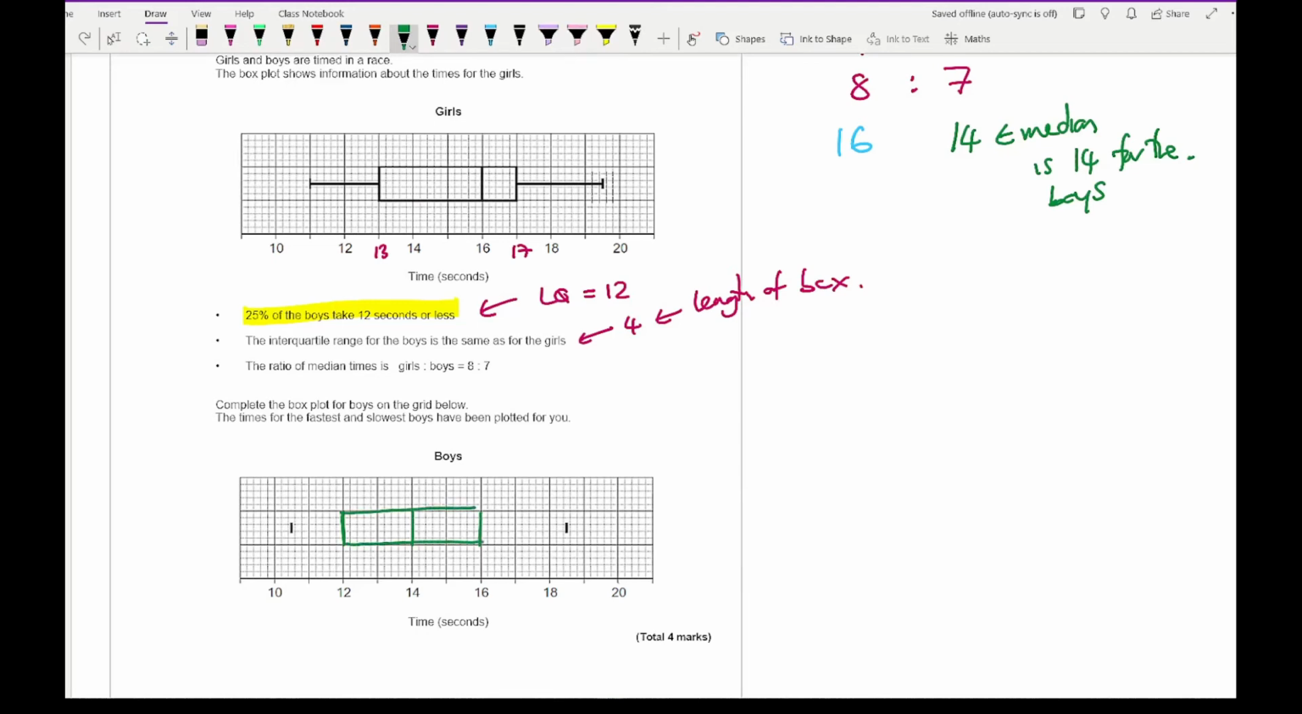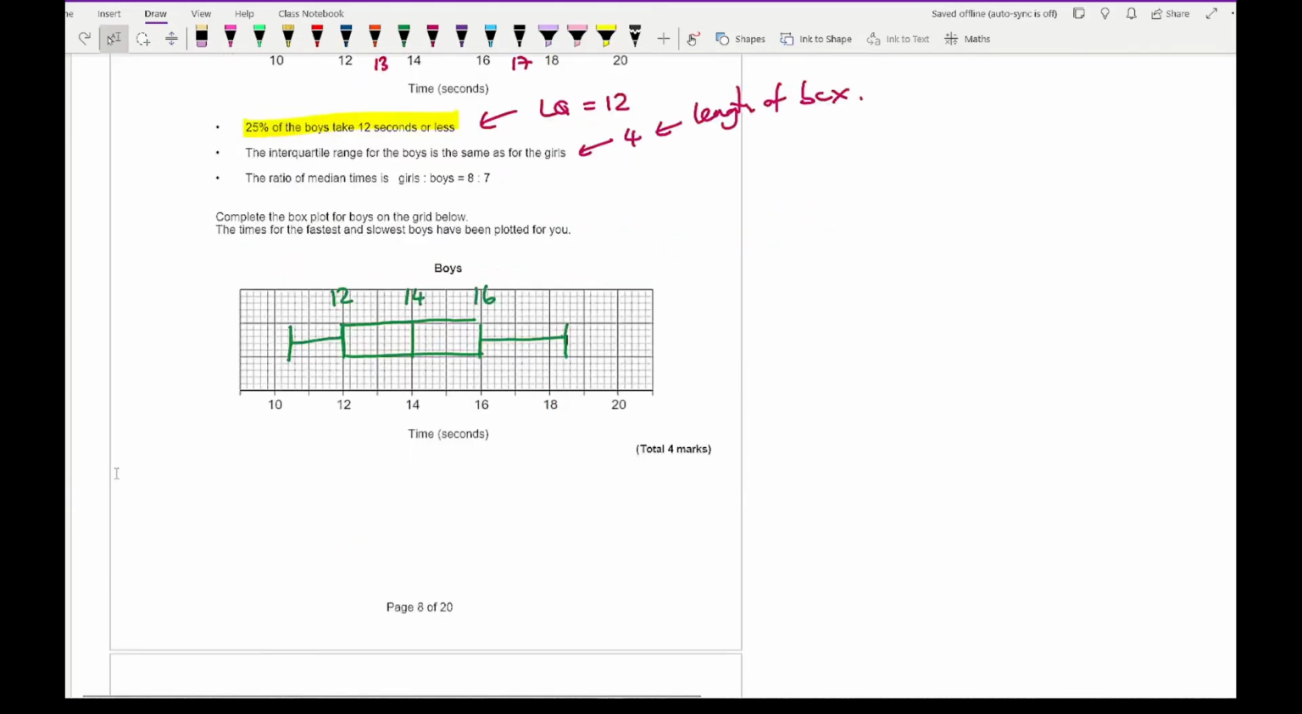And so what I'm then doing is joining these up. I can extend those lines, I'm sure they wouldn't mind, like so. And there is my completed element. So you should have this at 12, the median at 14, and the upper quartile at 16. And that should get you the full marks.